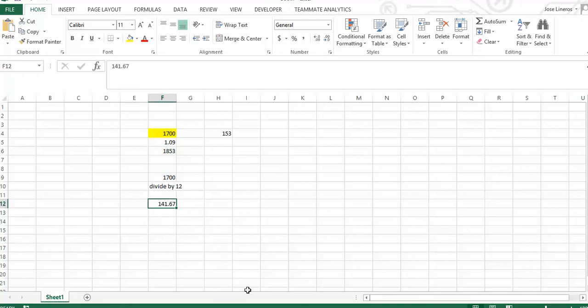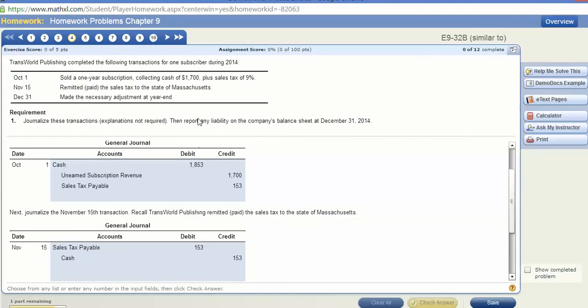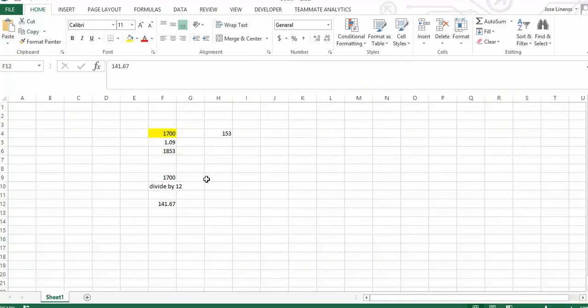Another way to look at this that might be easier or more intuitive is that 1,700 is for an entire year. From October to December 31st, when you're making the necessary adjustment, is 3 months. So you need to recognize 3 over 12 months' worth of this. If you take 1,700 and multiply it by 3 months over a total of 12 months, remember you just sold a 1-year subscription. That's another way to back into this, if it's easier for you to think of. So 1,700 times 3 divided by 12 is 425.